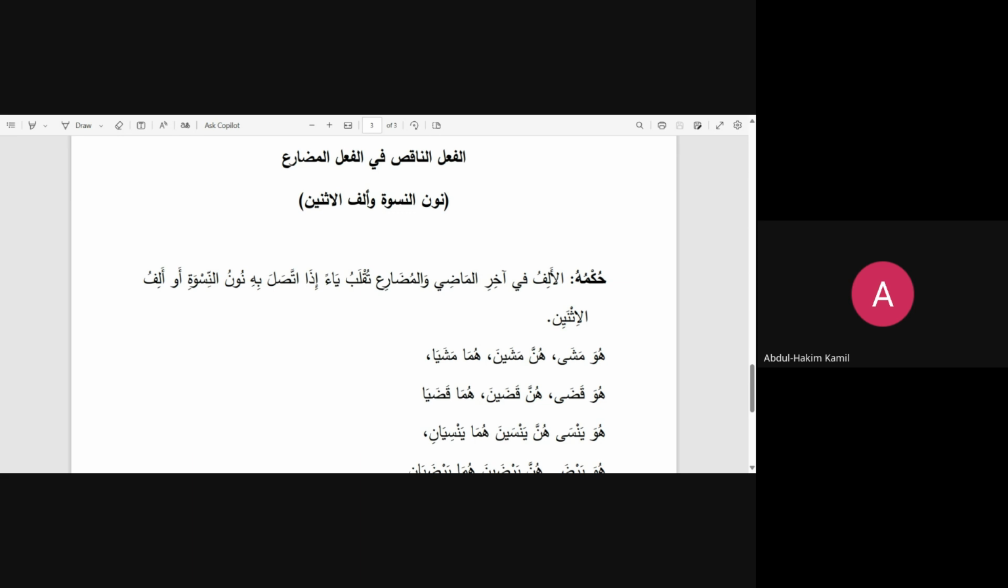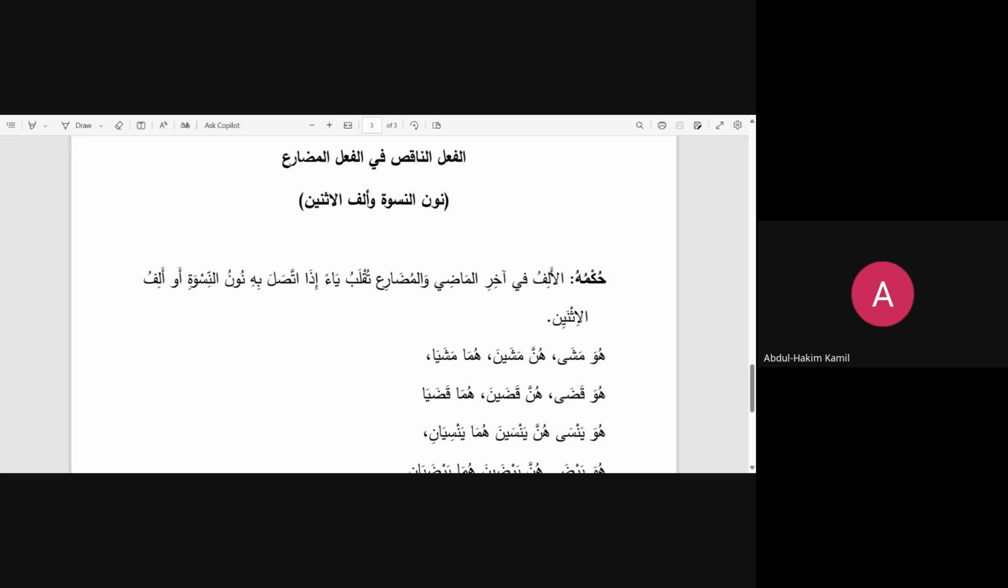When it was Masha, we had to change it. But when it's Yemshi, we don't have anything to do. Huwa Yemshi, wa huma Yemshiyani. We have nothing to change. So when the ending is in the past tense, you have to change it. If it's an aleph, you have to change it, whether in the past or present, according to the word. But we're not even looking at it as past or present.